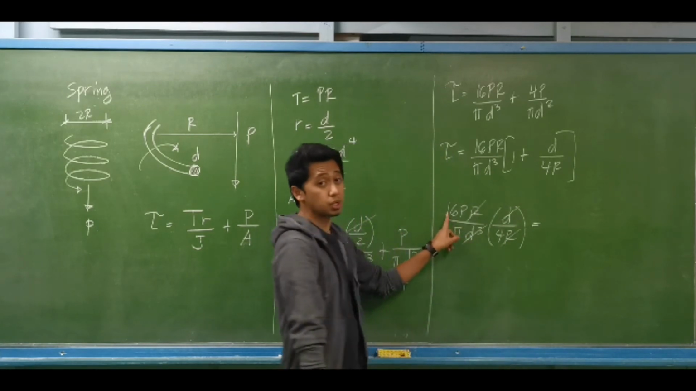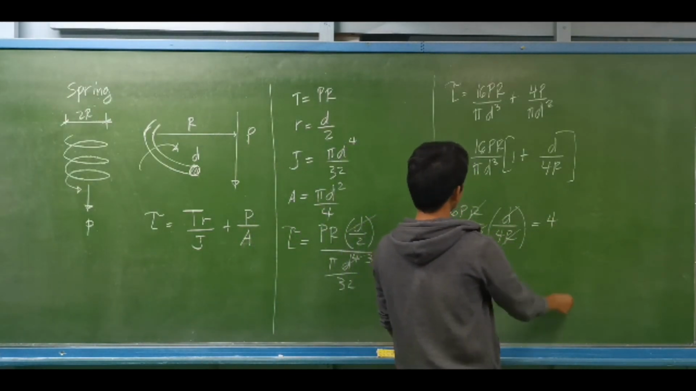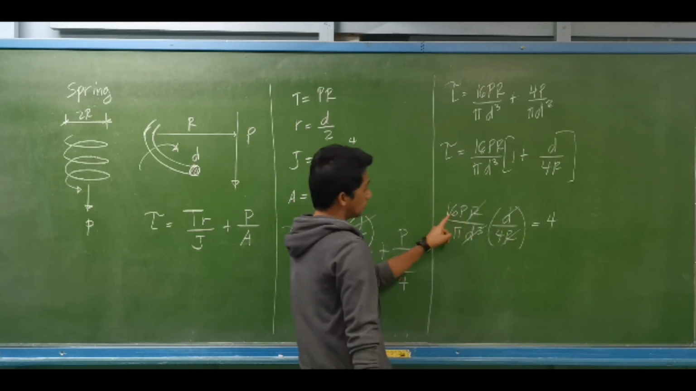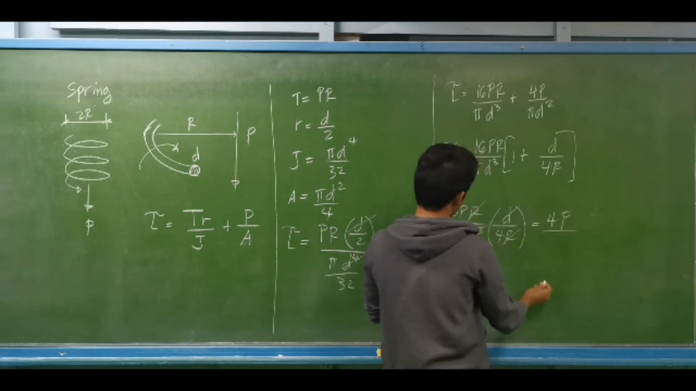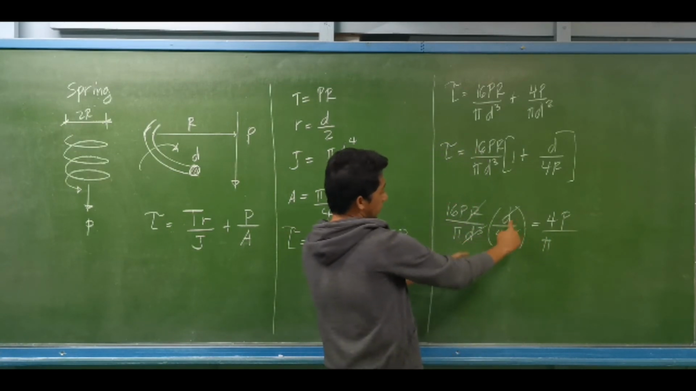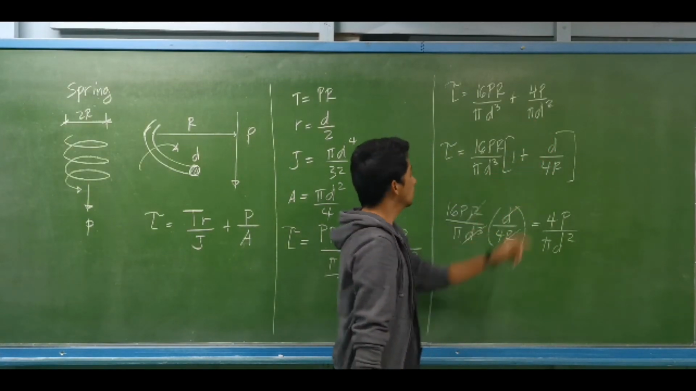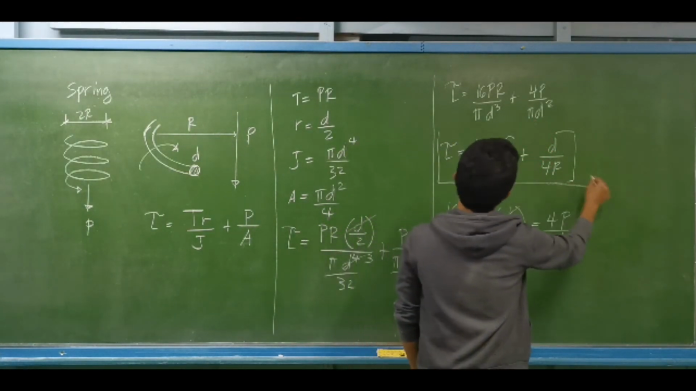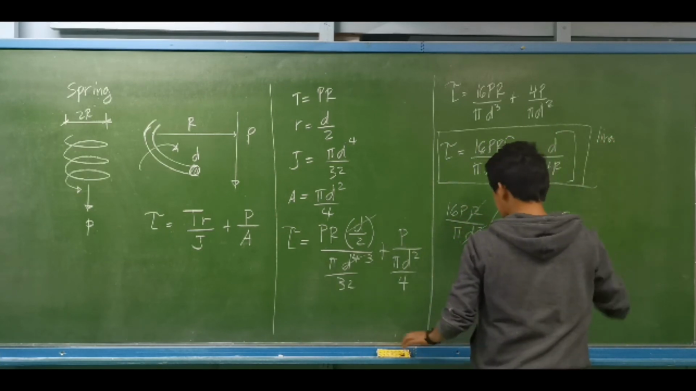So what is 16 over 4? That is 4 times P, divided by pi. We cancel one of the diameter, d squared. The same as this one. So this equation is applicable for light springs.